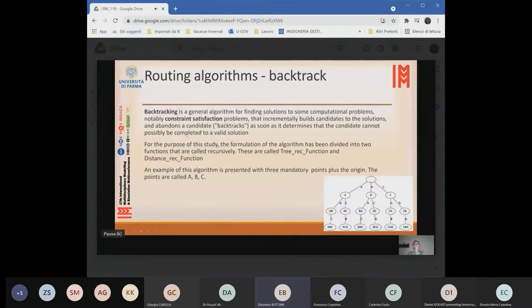The backtracking, instead, is a general algorithm for finding solutions to some computational problems, notably constraint satisfaction problems, that incrementally builds candidates to the solution and abandons the candidate, which means that it takes back as soon as it determines that the candidate cannot possibly be completed to a valid solution. For the purpose of this study, the formulation of the backtrack algorithm has been divided into two functions called recursively. The first one is called the tree rec function, and the second one is the distance rec function. An example of this algorithm is presented with three mandatory points plus the origin in this picture.